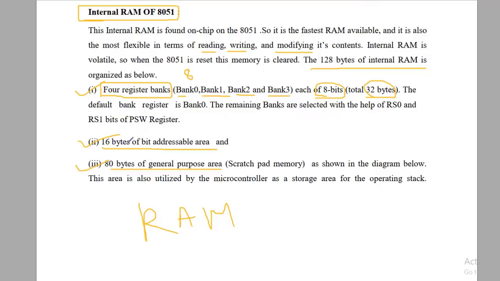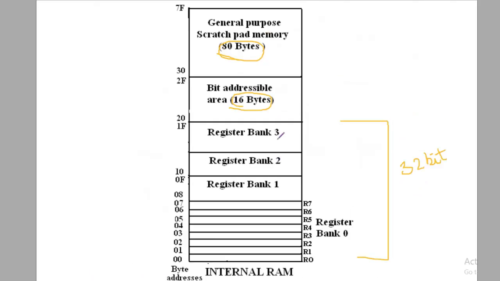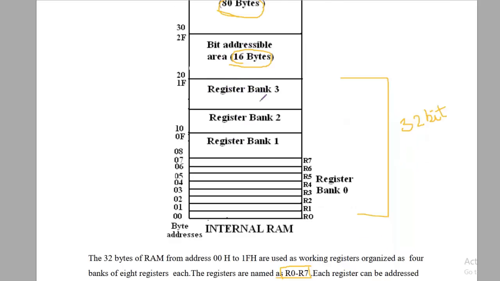Now the next 16 bytes are occupied by the bit addressable area, and the remaining 80 bytes are used for general purpose, the scratch pad memory. This is the block diagram of the internal RAM. 80 bytes are occupied by general purpose or scratch memory, the next 16 bytes by the bit addressable area, and after that we have the register banks, each register bank having 8 bytes. So we have 32 bytes.